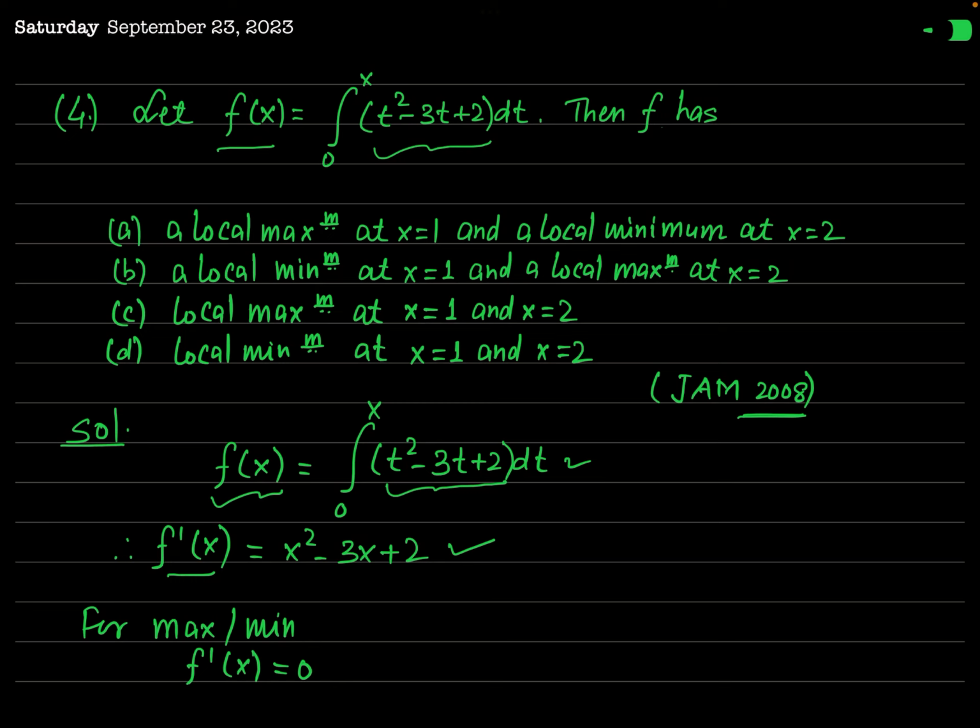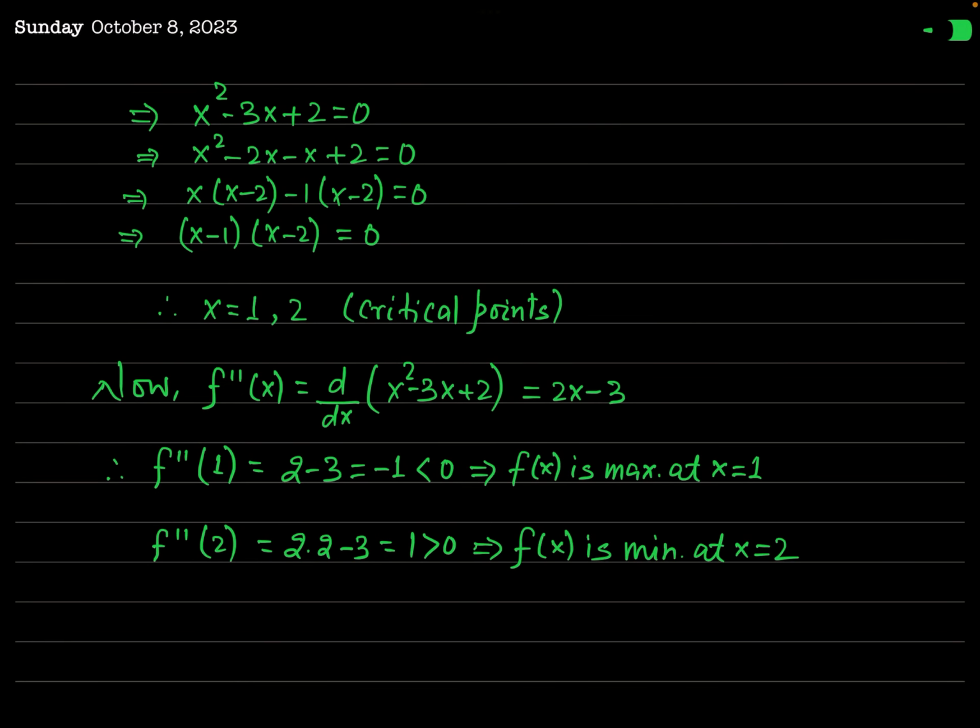So our function is f dash of x equal to x square minus 3x plus 2. Now this function will have either a maximum value or minimum value, or you can say that this function will be extremum when this first order derivative is 0, that is f dash of x equal to 0. So let us equate x square minus 3x plus 2 equal to 0.